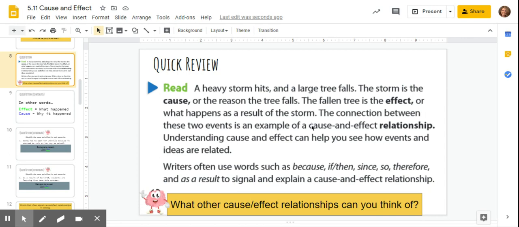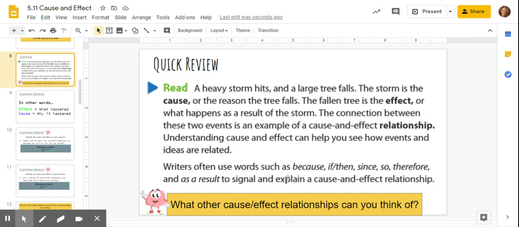So remember our tree. Did anyone come up with a reason that the tree could fall as a storm? If so, you had similar thinking to our authors here. It says the connection between these two events is an example of a cause and effect relationship. Understanding cause and effect can help you see how events and ideas are related. Writers often use words such as because, if then, since, so, therefore, and as a result to signal and explain a cause and effect relationship.